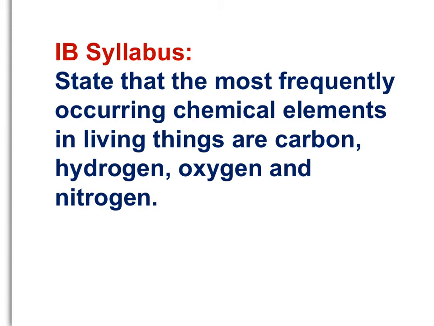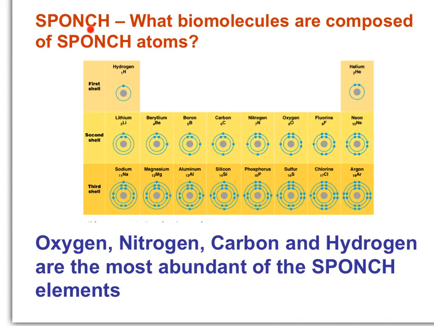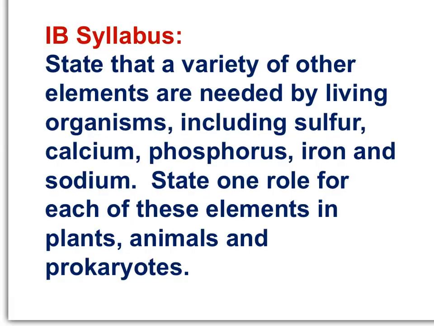State that the most frequently occurring chemical elements in living things are carbon, hydrogen, oxygen, and nitrogen. The SPONCH elements are the most abundant elements in living things: sulfur, phosphorus, oxygen, nitrogen, carbon, and hydrogen. Oxygen, nitrogen, carbon, and hydrogen are the most abundant of the SPONCH elements. Despite the fact that the SPONCH elements are the most abundant, other elements are very important to living things. State that a variety of other elements are needed by living organisms, including sulfur, calcium, phosphorus, iron, and sodium.